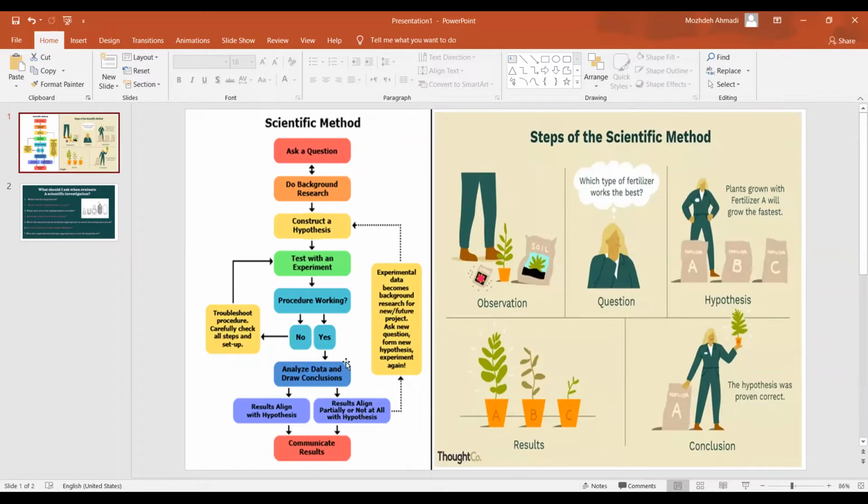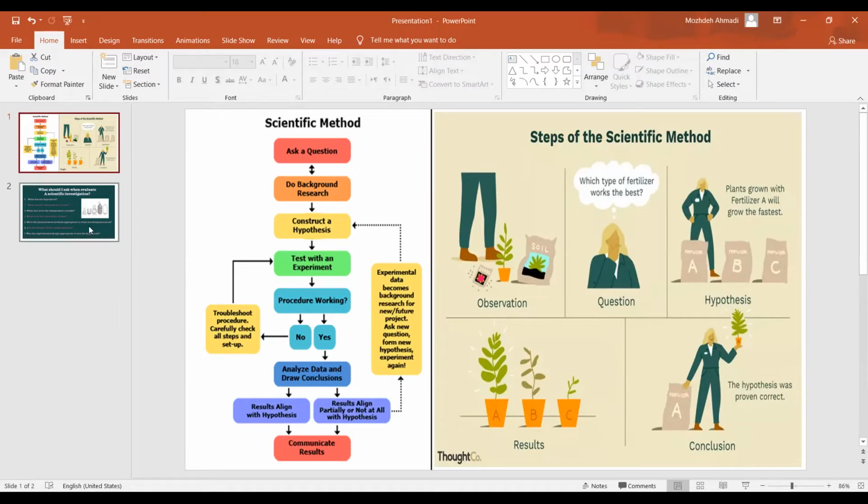If yes, your hypothesis is true, then you can report and communicate the result. If no, if the result doesn't align with the hypothesis, you should go back to the hypothesis and make another hypothesis, because the hypothesis that you made is a faulty one and you cannot get the answer from it. So you go back to the hypothesis and change it, and as a result, you should change the experiment as well.